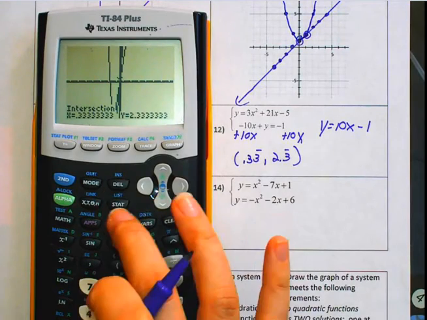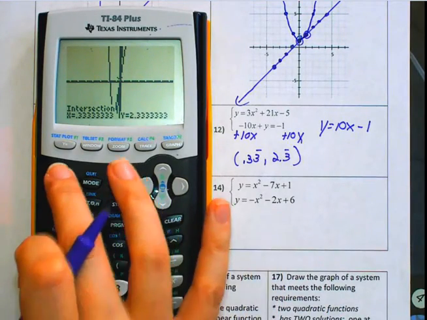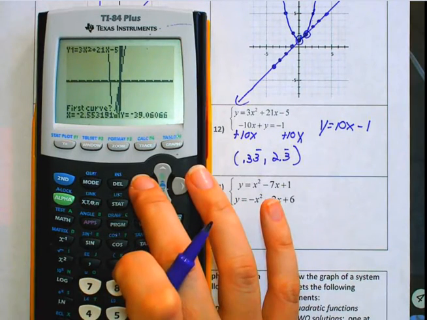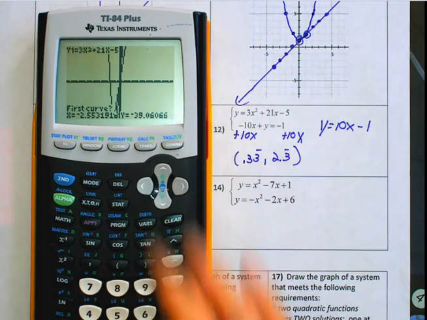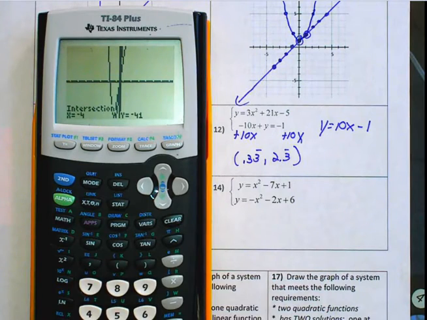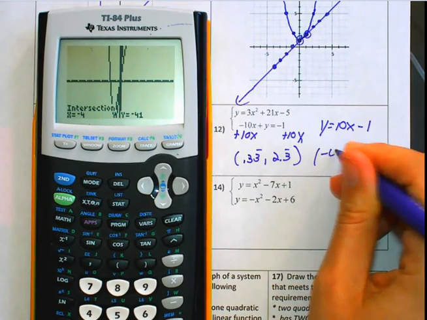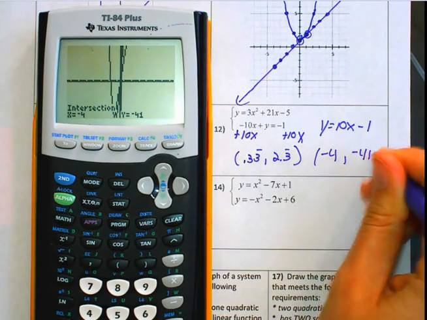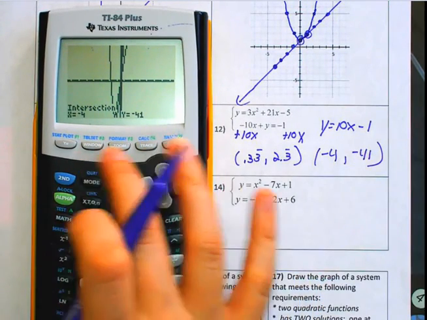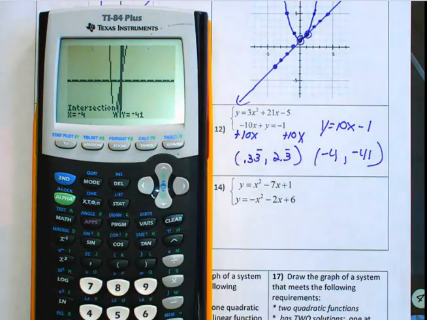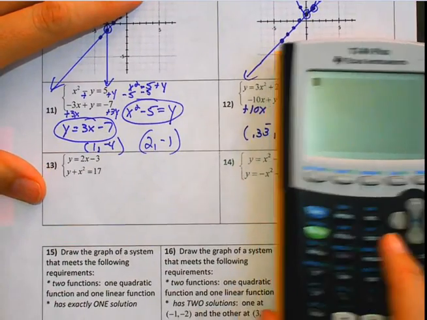Notice it gave me the same intersection. So let's try that again. Okay, and that time it gave me the right intersection, which is negative 4, comma, negative 41. So remember that you've got to get the cursor close to the intersection for it to give you the correct intersection.